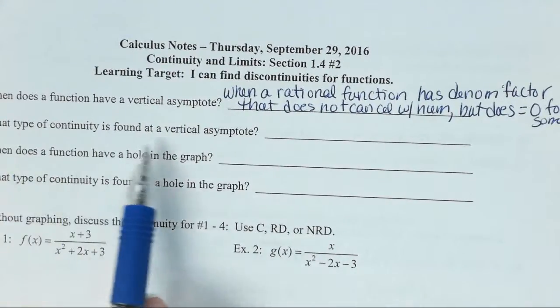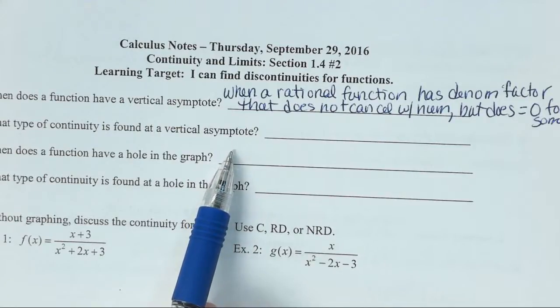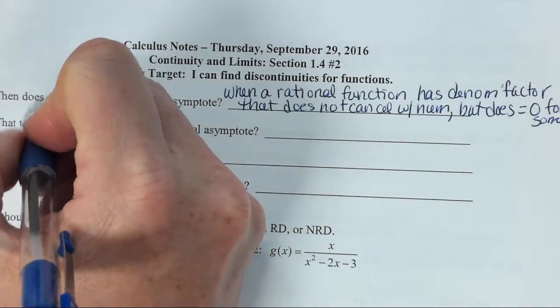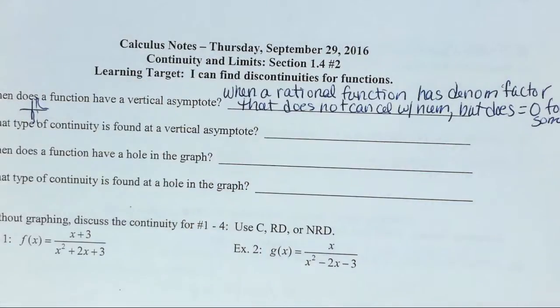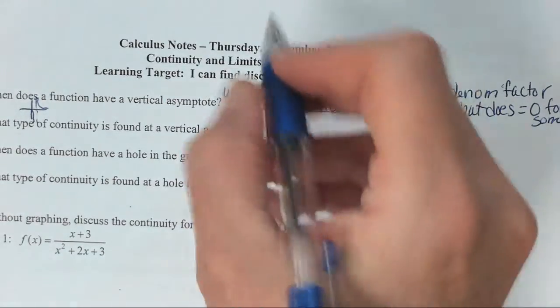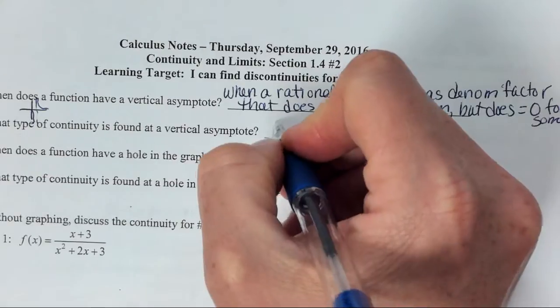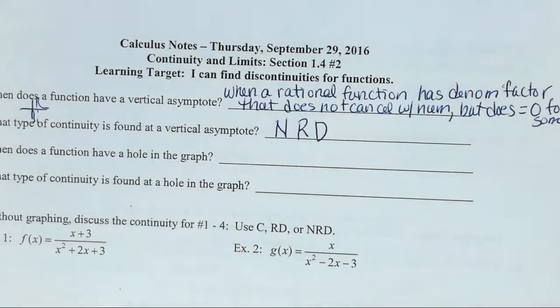So what type of continuity do we have at a vertical asymptote? Anybody remember that? Remember, a vertical asymptote is going to look like this. We've got this vertical asymptote. This side zooms up. This side zooms down. What are we going to have there? Do we have a limit? No, we don't. We don't have a limit, and we don't have continuity. We have non-removable discontinuity.